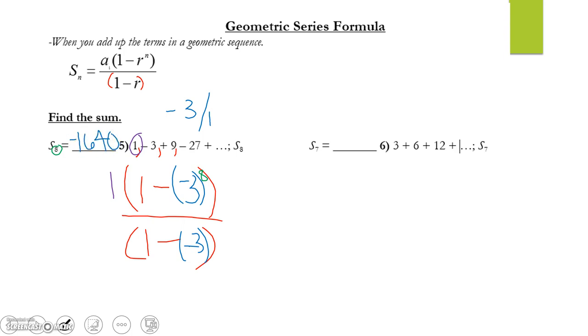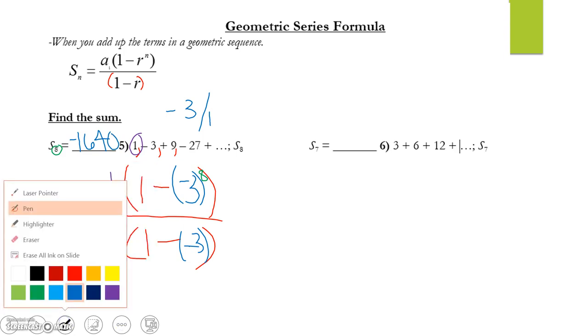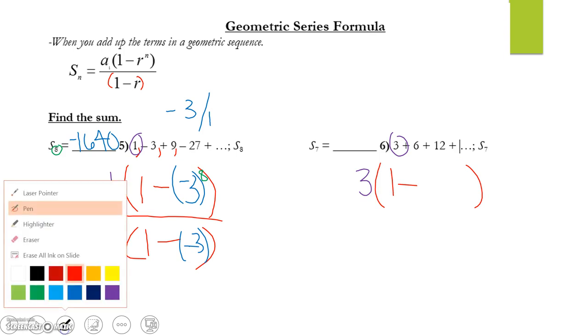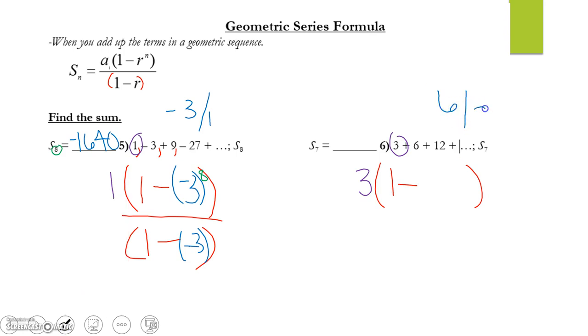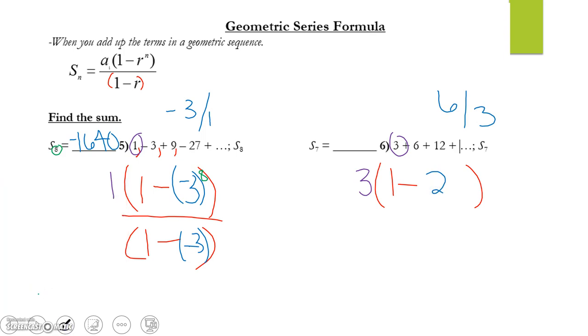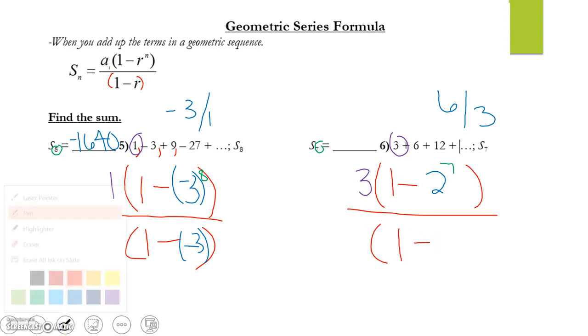All right, the next one. So a sub 1 in this case is 3. One minus my r, where r is the second term divided by the first term, so 6 divided by 3 is 2. It's raised to the n power, which is 7 in this case. It's all over 1 minus your r.